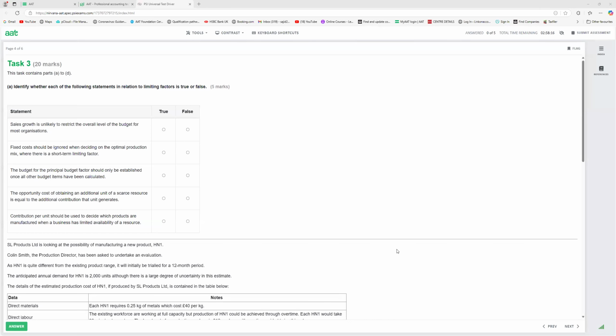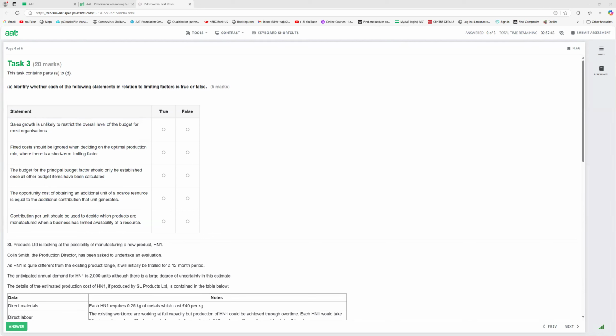So task 3 for 20 marks, and this task will have some sections. We have a section A, B, and C and D. This is the breakdown for 20 marks. The first part is quite straightforward and just asks for true and false, but we need to make sure we understand the question and also understand what the right answer could be if a statement is false.